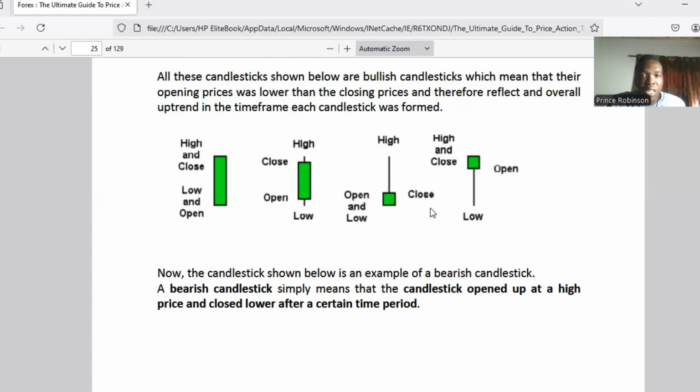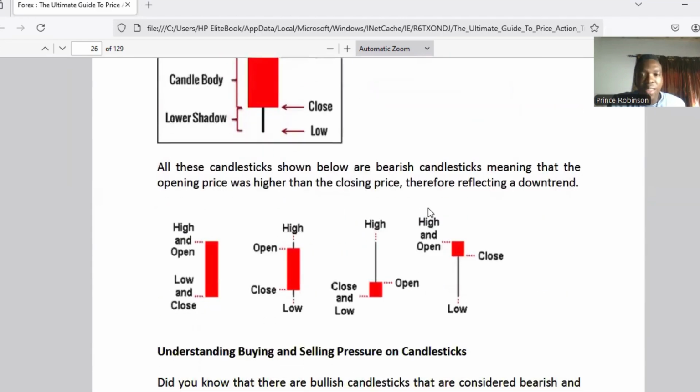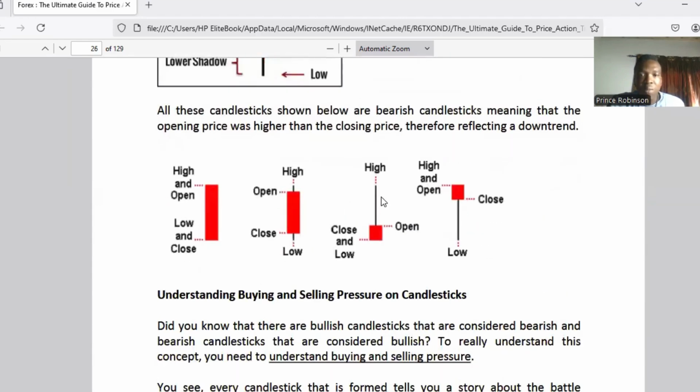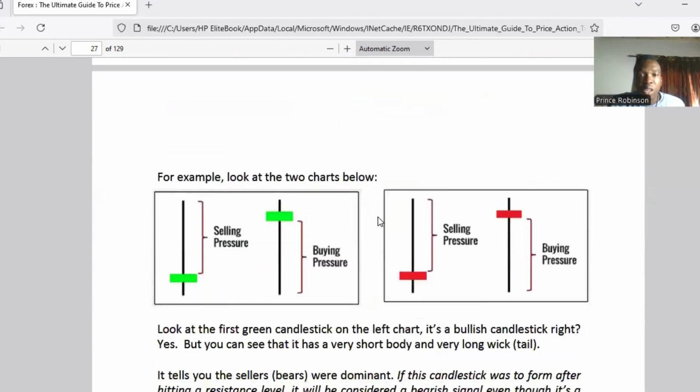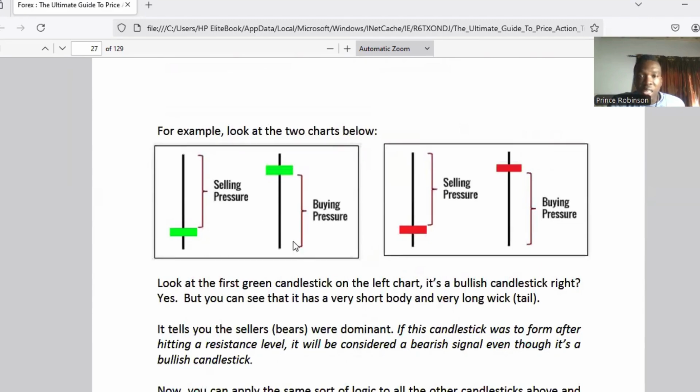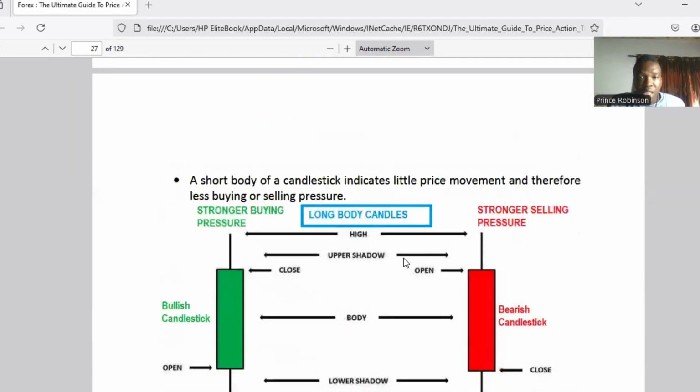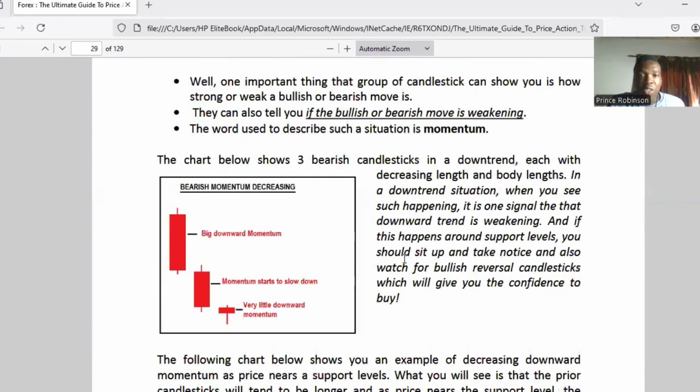Okay, this is a full body. Like I told you, this is a bearish hammer, the one that I was just showing you. Okay, as you can see, this is just about candlestick reactions.